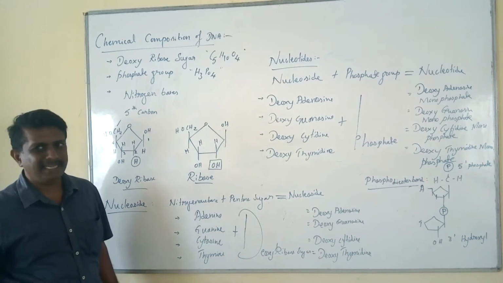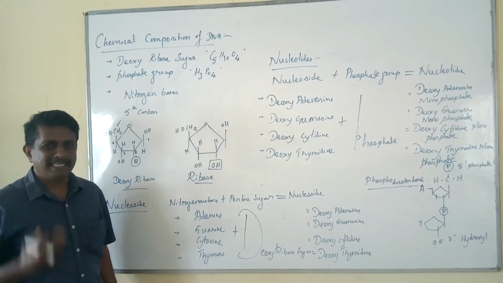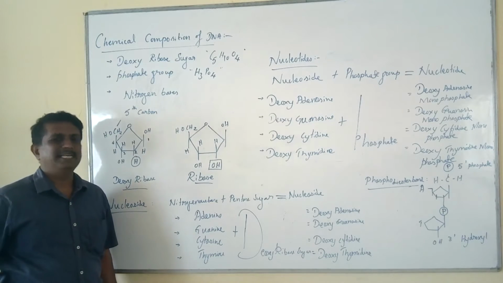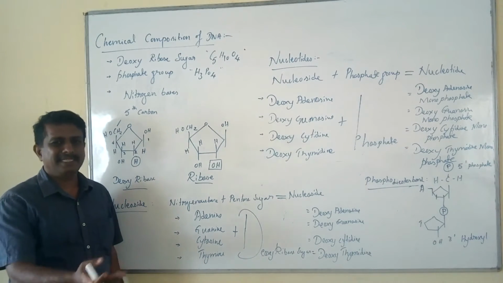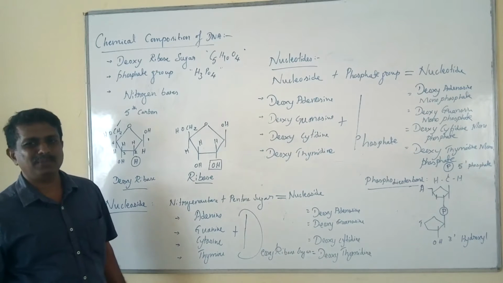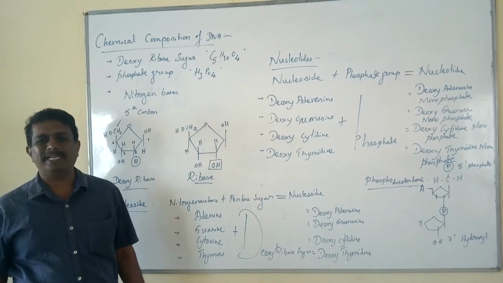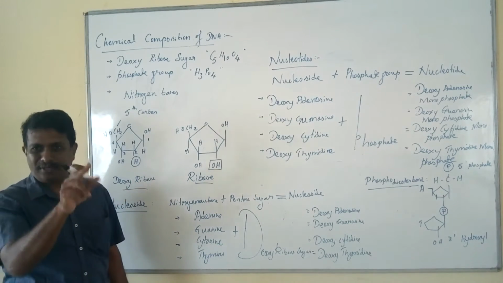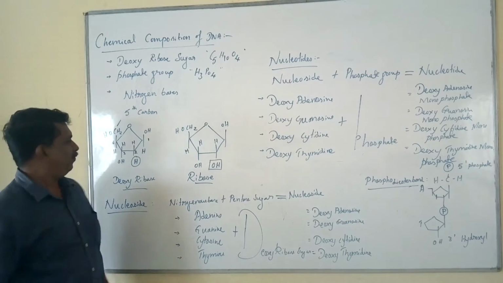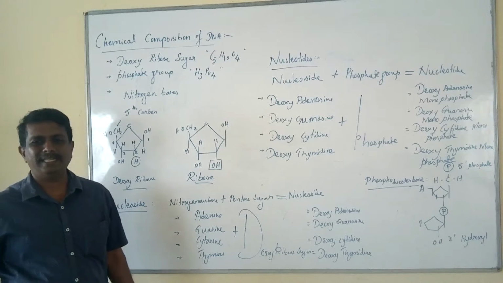As I said earlier, it is a type of pentose sugar derivative. It is a type of monosaccharide. Because of the presence of 5 carbon atoms, it is designated as pentose sugar, in which the 4 carbon atoms and 1 oxygen atom are found in a ring, but the 5th carbon atom is present outside the ring.